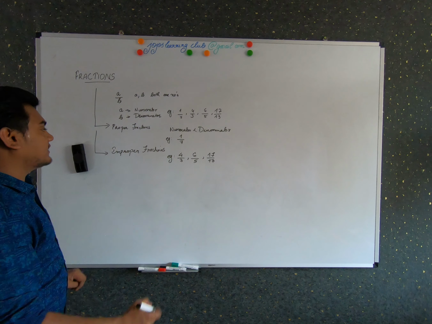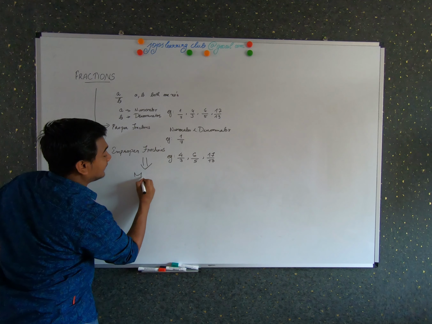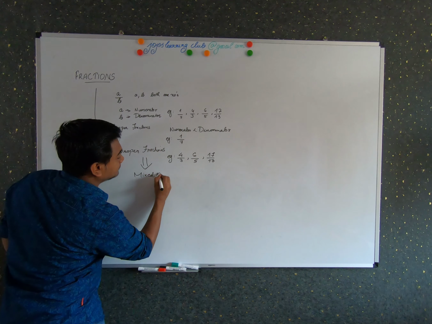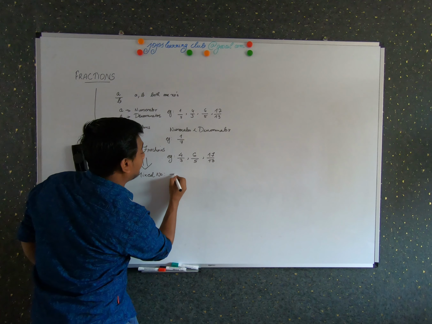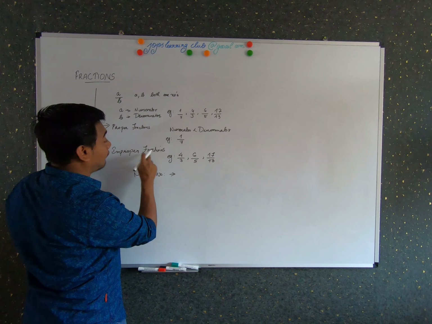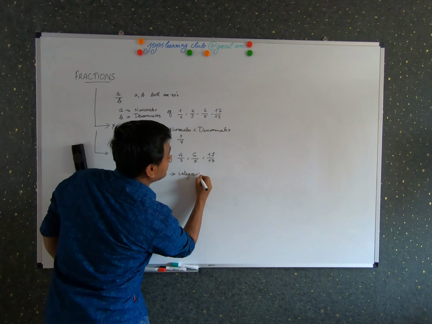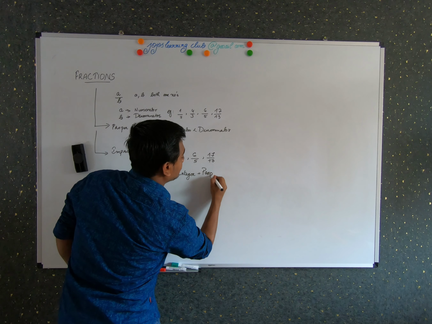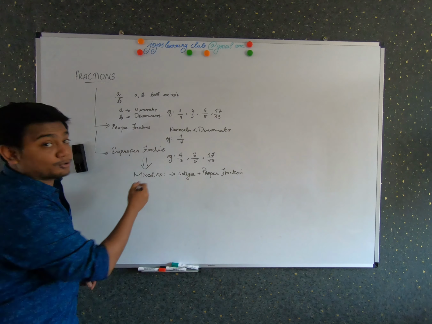Again, one more classification is there. That is, you can write an improper fraction as a mixed number. So what is a mixed number? A mixed number is nothing but a representation form for an improper fraction. That is, in a mixed number, you can write it as an integer plus a proper fraction. So now I will let you know how to write it.